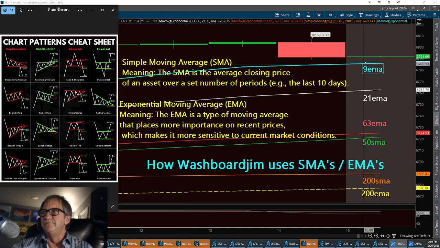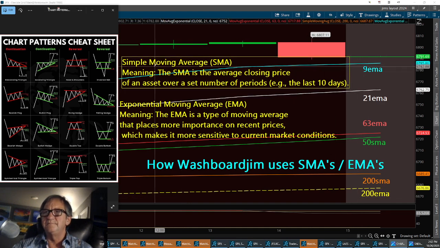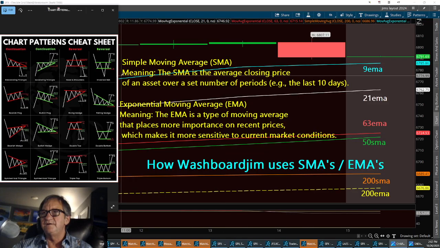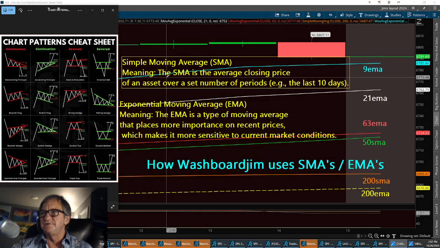Next, the moving averages, and I have them labeled right here. A simple moving average, SMA, is the closing price of an asset over the past number of periods. It's a slower moving average. The EMA is a type of moving average that places more importance on recent price activity, which makes it more sensitive to current market conditions. So it's price action, whereas the other one is a period of days throughout.